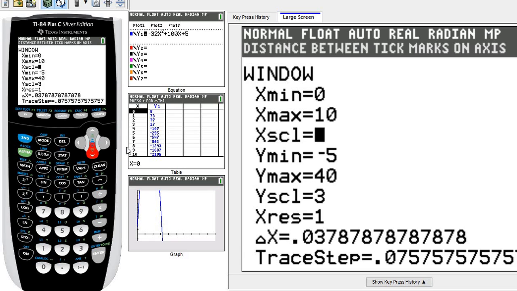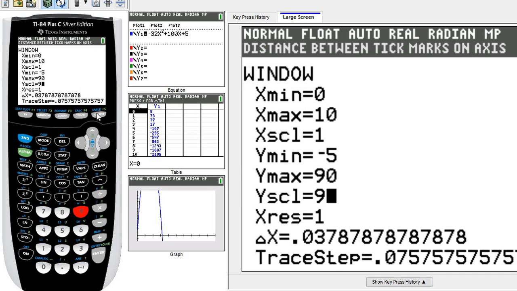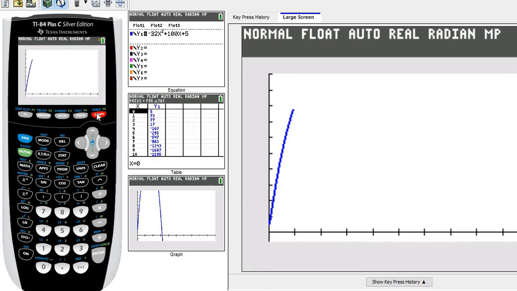Let's try 90 feet this time instead of 40, and now we'll divide 90 by 10 to get 9. I think this should be a little bit better. Good, this is good. So now we can see two things: when does it hit the ground, and when's the max. Let's start with the max.